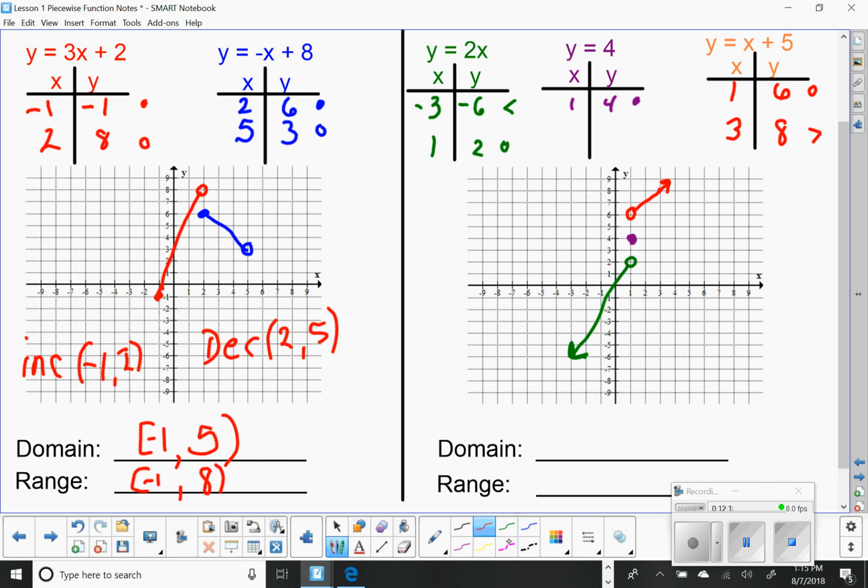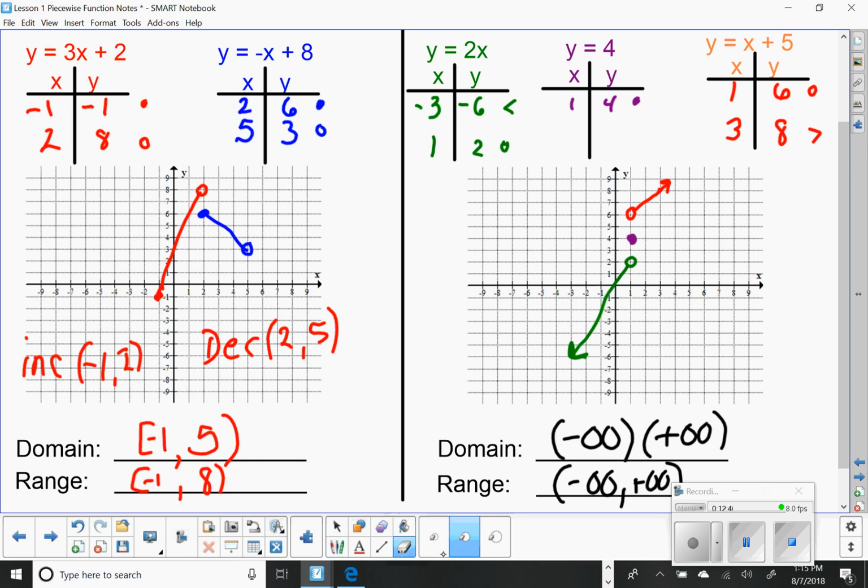Okay, the next set over here, this one's a little bit easier. The domain keeps going forever to the left, forever to the right. That's -infinity to +infinity, left to right. The range keeps going down forever, keeps going up forever. -infinity to +infinity. And why in the world did I, goodness, got a little brain fart there. I don't know why I put things there. Should just be a little comma.